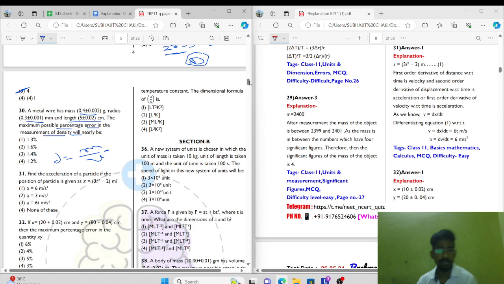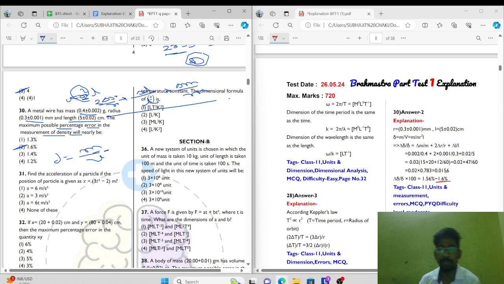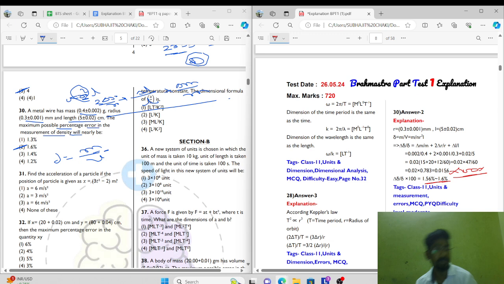That is around 1.6%, right? It will be equal to 1.6%. This is 0.002 divided by 0.4. That is equal to 0.0005. It is equal to 0.001 divided by 0.3. It is equal to 0.0033. It is equal to 0.02 by 5. It will become 0.004. Okay, so if you add all this, what will you get? You will get 0.00156. If you multiply this by 100 for calculating the percentage error, you will get 1.56, which is almost 1.6%, right.